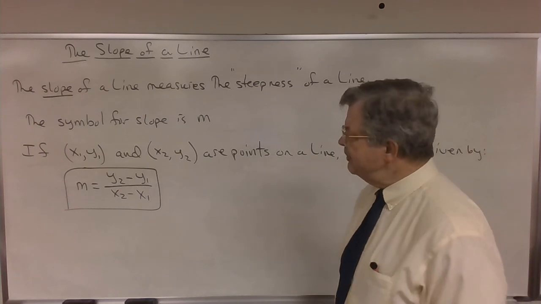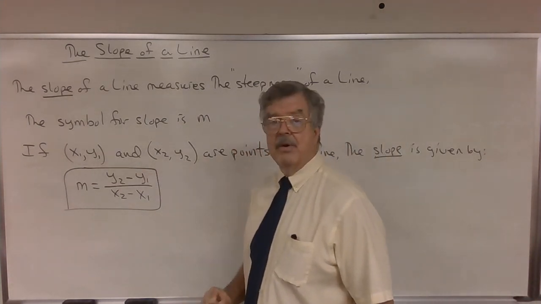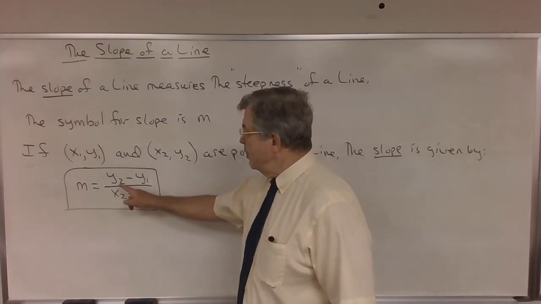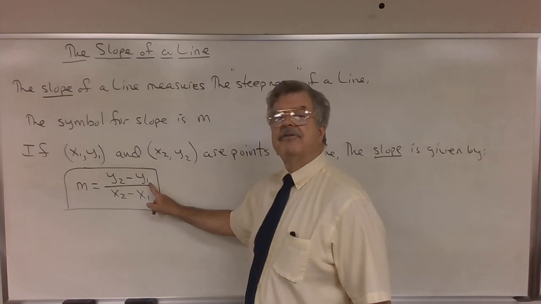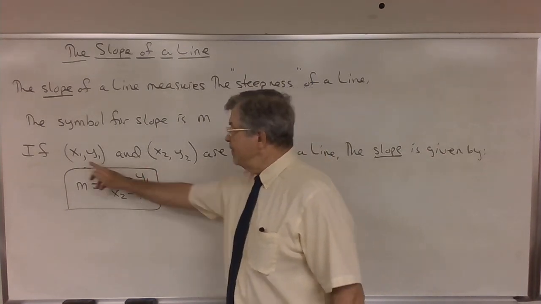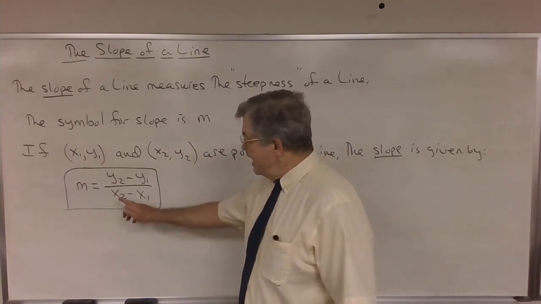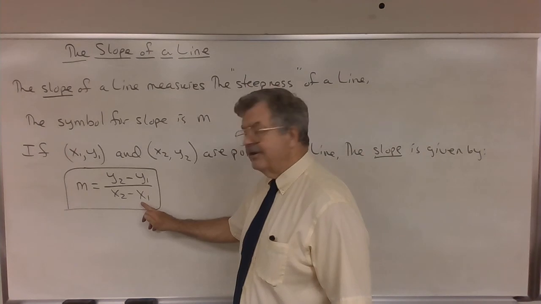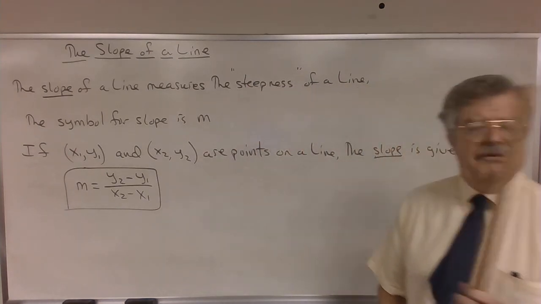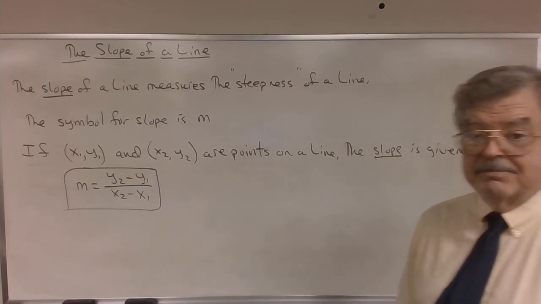And notice what this is. y2 and y1 are the y coordinates of the points. So y2 minus y1 is the change in the y coordinates. And x2 and x1 are the x coordinates of the points. x2 minus x1 is the change in the x coordinates. Now, let's look at a couple of examples computing slope.